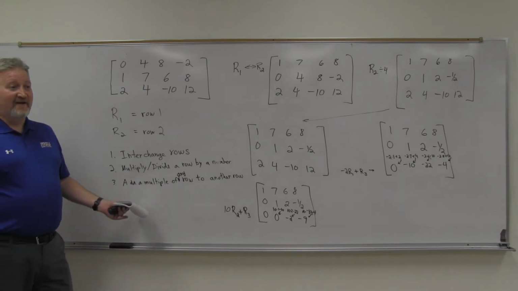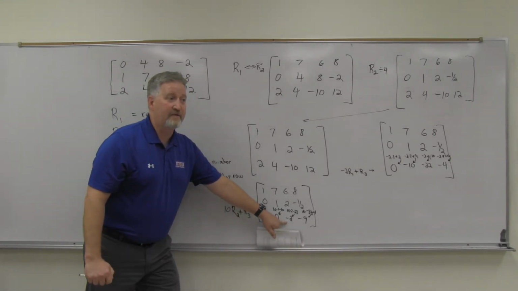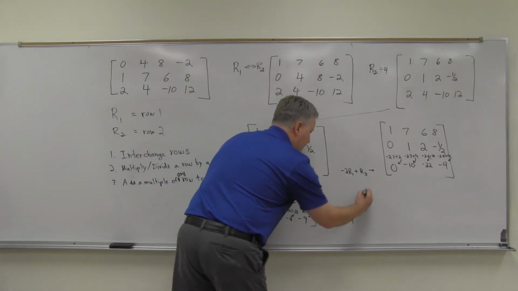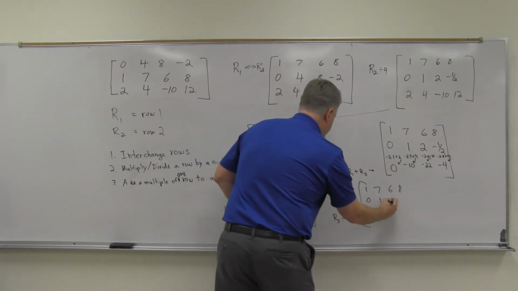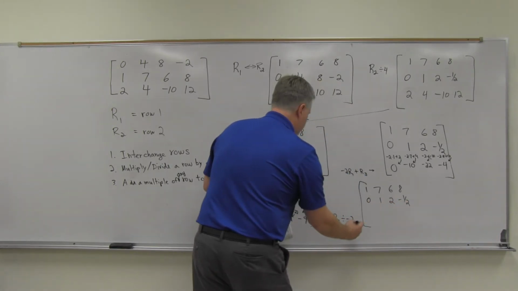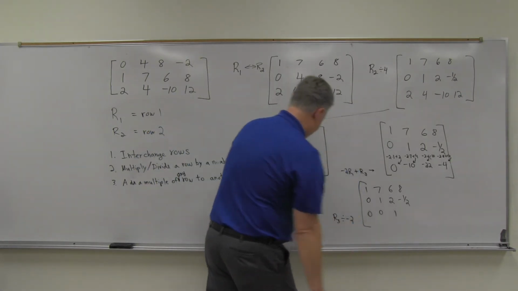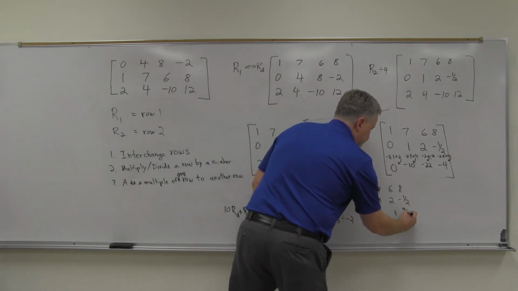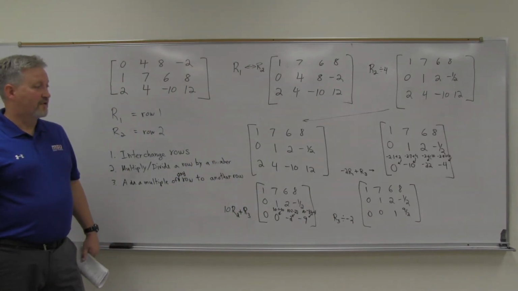Let's go ahead and finish it. All right, we've got time. What would be the last step here then? If I wanted to make this row echelon form, I need that to be a 1, don't I? So we divide row 3 by negative 2. 1, 7, 6, 8, 0, 1, 2, negative a half, 0, 0. So divide that by negative 2, now that's positive 1. Divide that by negative 2, and that's positive 9 halves, or 4 1/2. Ta-da. Row echelon form.